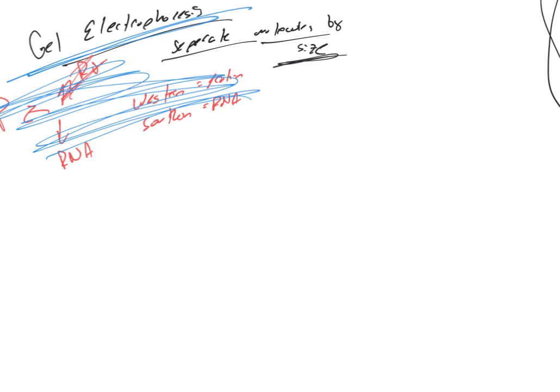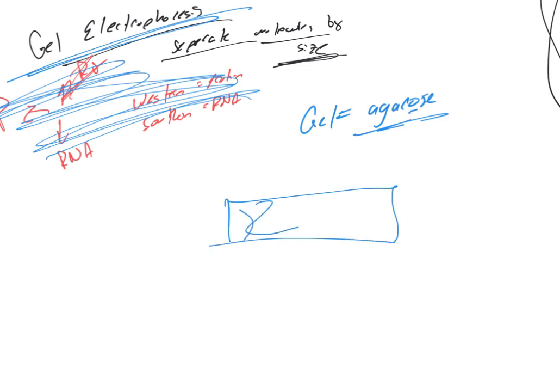So the gel is made of agarose. Sugar. So agarose, what it does is it makes a nice gel, like Jell-O. So we have a gel, right? And there's fibers all going through this gel, right? And it's made of agarose. And DNA has to go through all these fibers.